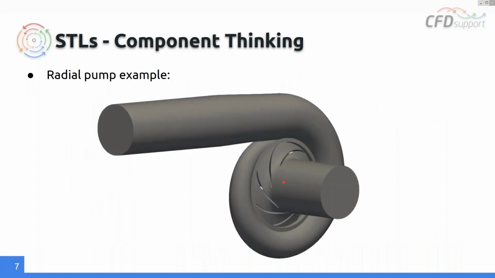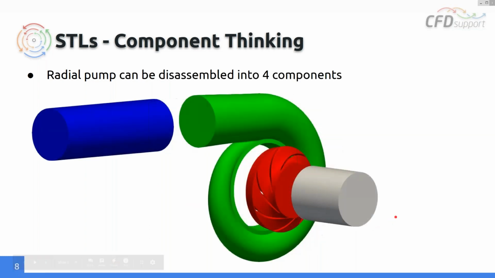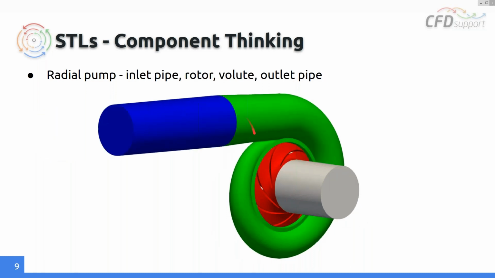A simple example of what I am talking about. This is the example of a radial pump. This is the input, let's say, the wet surface geometry. To think in components, we can split this geometry, for example, into 4 parts: inlet pipe, impeller, volute, and outlet piping. If we do this, we can generate the mesh separately, then put it together and simulate it as one machine, as one mesh.